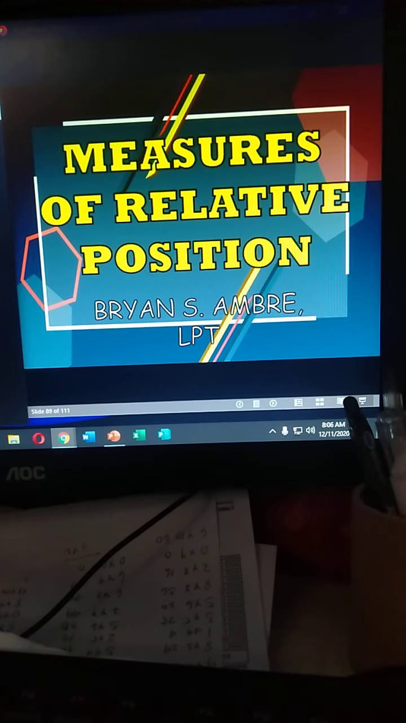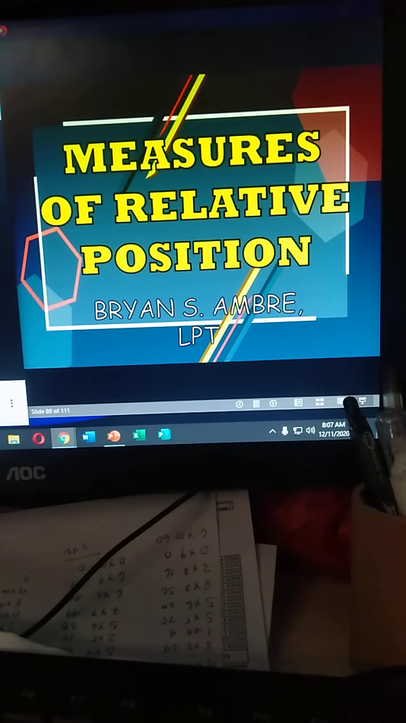Morning everyone. We are now here on the last subtopic in our topic, data management. Last Monday we discussed the measures of central tendency. We have the mean, the median, and the mode. And last Wednesday we discussed all about the measures of dispersion or variability, and we have the range, the variance, and the standard deviation.